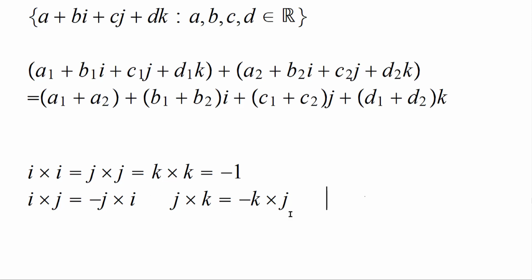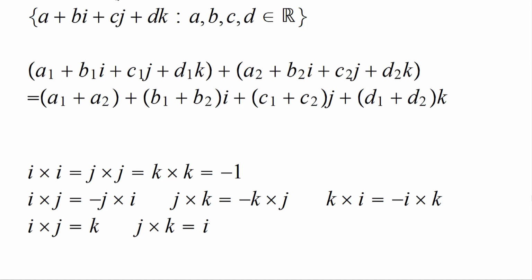And then we have k cross i equals negative i cross k, just to show that it's anti-commutative. And we know we took i cross j as k, and j cross k as i, and then k cross i as j.